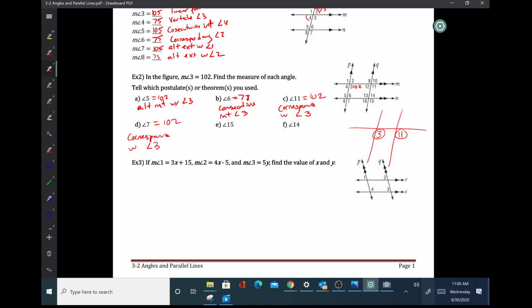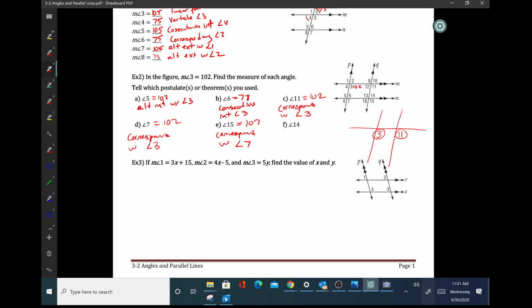Josh, what do you know about angle 15? This one's a little bit harder. It would be 102 degrees because is it corresponding with angle 7? Okay, that's cool. So you could say 3 is corresponding with 7 and 7 is corresponding with 15. So yes. Corresponding with angle 7. Yeah? Good.